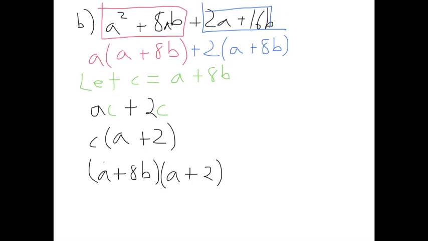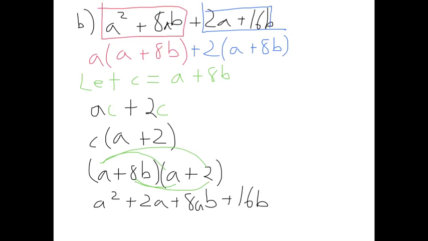Okay, so I'm going to FOIL it. A times A is A squared. A times 2 is 2A. 8B times A is 8AB. And then 8B times 2 is 16B. Do I have everything that I started with? Yep, I've got A squared here, 8AB here, 8AB here. A couple are switched: 2A, 16B, 16B.